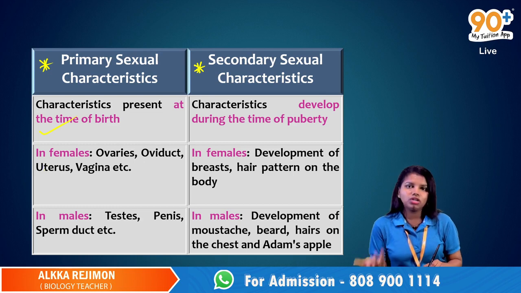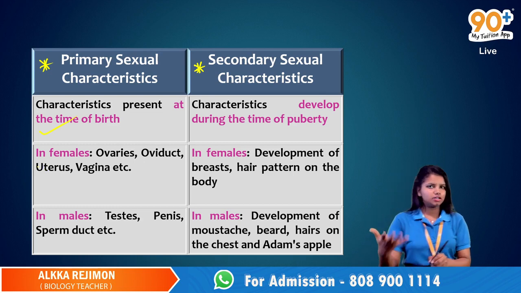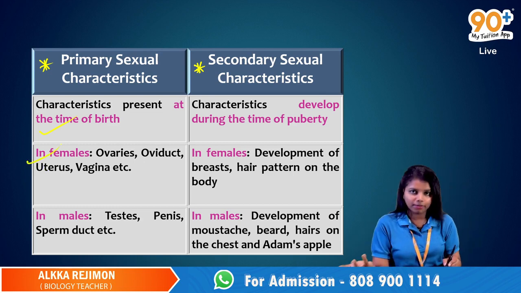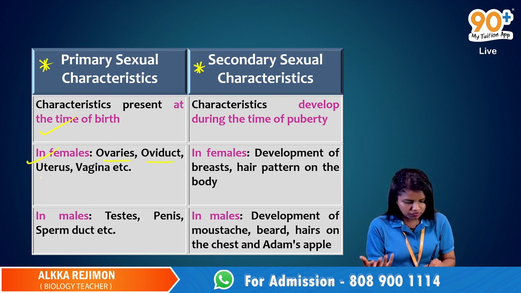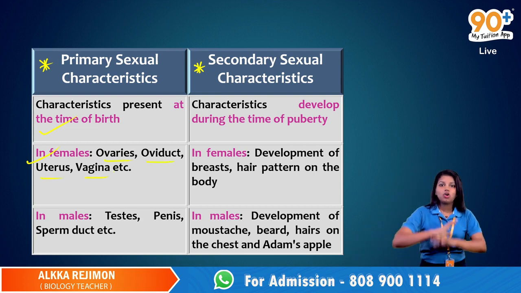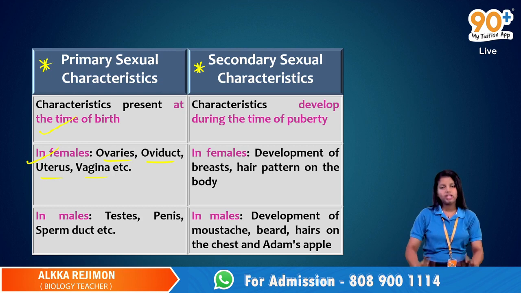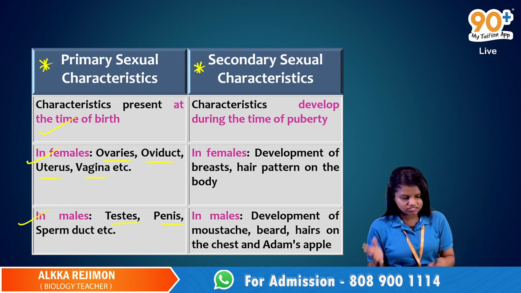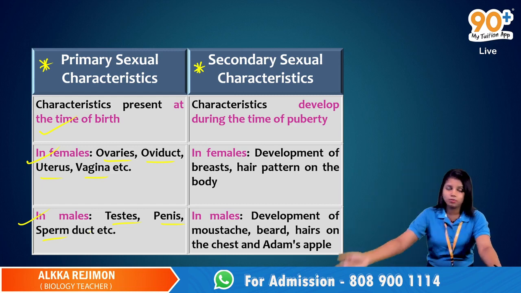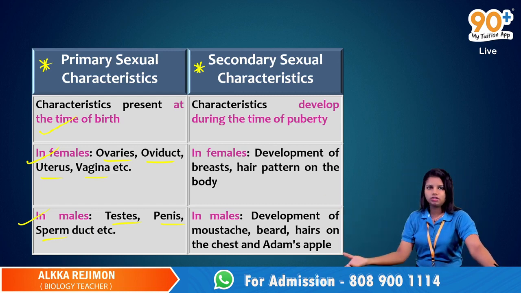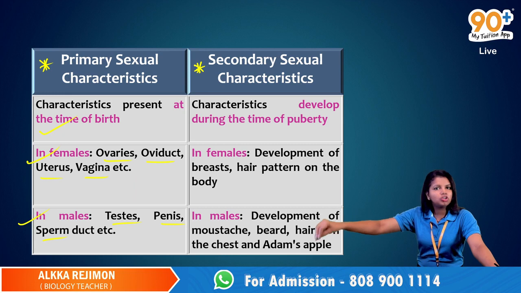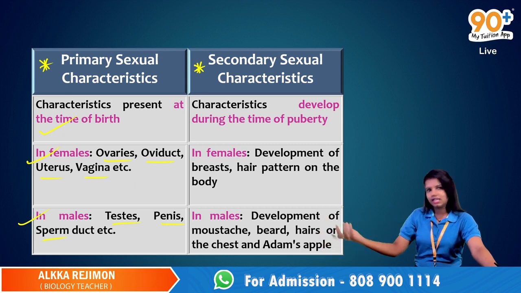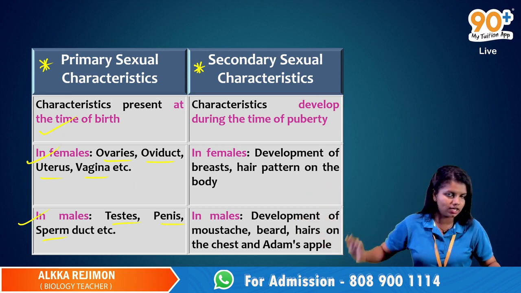Basically, it is the sex organs and glands in our body. So in the case of a girl baby, you can see the ovaries, oviduct, uterus, vagina, which is already present in that baby when she is born. And in the case of a boy baby, you can see the testis, penis, sperm duct, etc. All the male reproductive part. So the characters, organs and glands in our body by birth are what we call primary sexual characters.